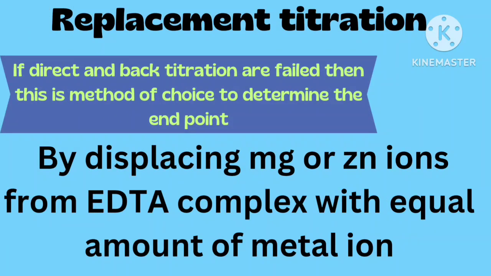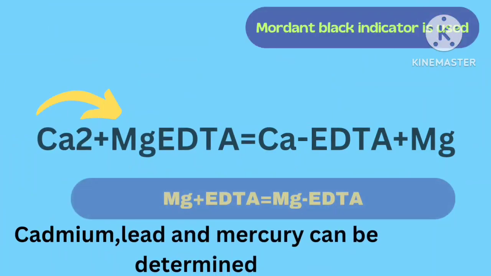Next is the replacement titration. If direct and back titration fail, then this method is the choice to determine the end point. It works by displacing magnesium or zinc ions from the EDTA complex with an equal amount of metal ion. You will see this on the upcoming slide. Magnesium and zinc ions are displaced from EDTA. When calcium is made to react with magnesium EDTA, there is a formation of calcium EDTA. Magnesium or zinc ion is replaced by another metal ion. Here magnesium EDTA is replaced by calcium EDTA.